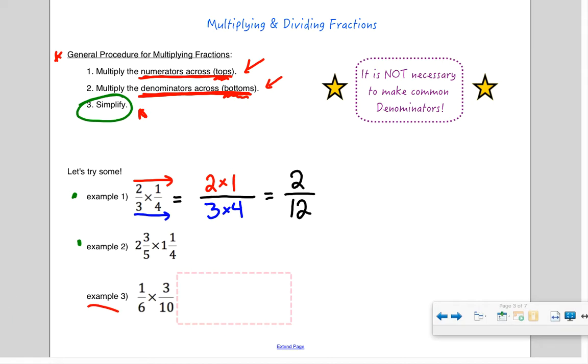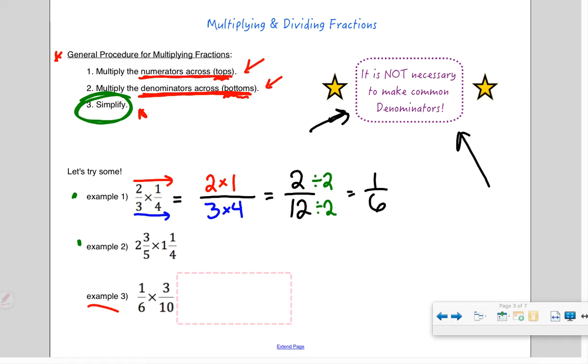2/12 is, I'm not going to say it's your final answer because what do we have to do, guys? Can't forget to simplify. Those are both even numbers, so divide them by 2. And then your final answer is 1/6. Notice my big fancy starred box here says it is not necessary to make common denominators. So just keep that in mind.